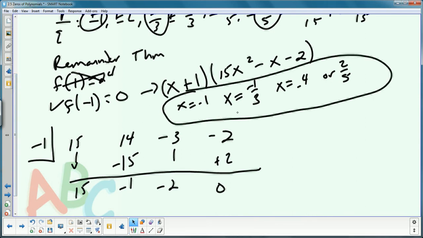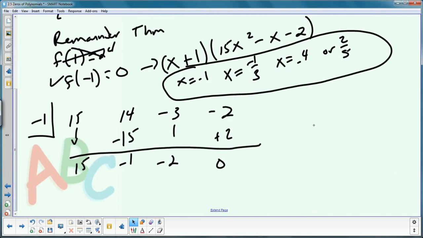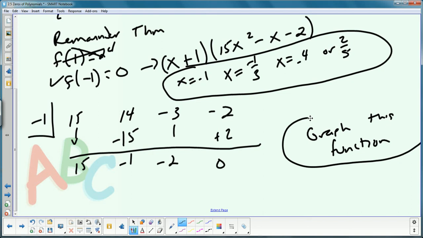Okay, we could also then go a step further and graph this if we wanted. Remember to plug 0 in for x to get your y-intercept. Plot all your x-intercepts. Think about the number of turns we have. Okay, so what you're going to do for class next session is graph this function. So that's the first piece. You're going to graph this function or this polynomial.